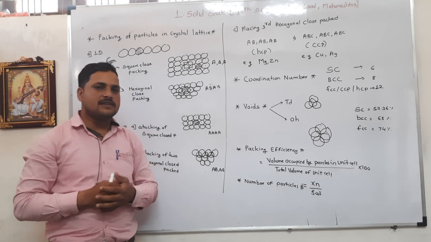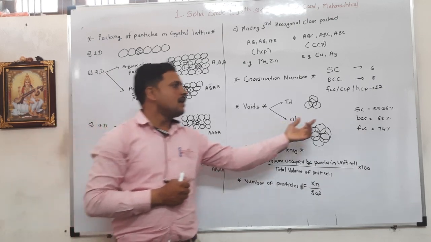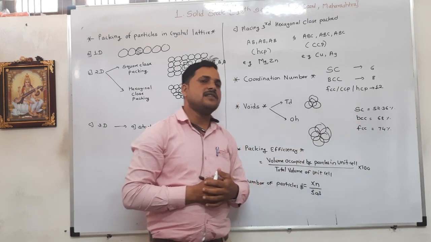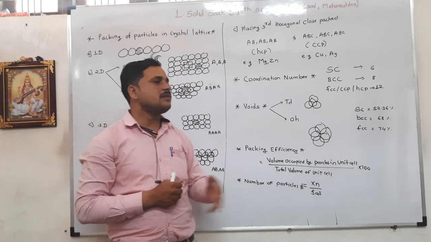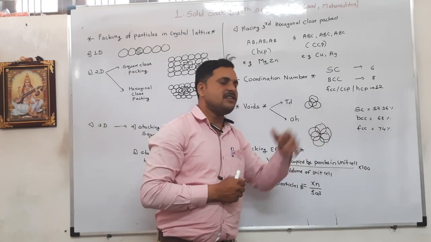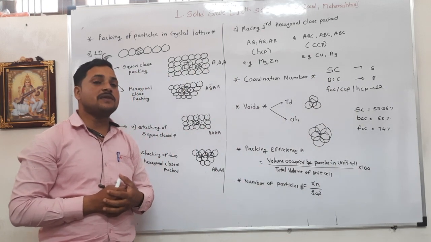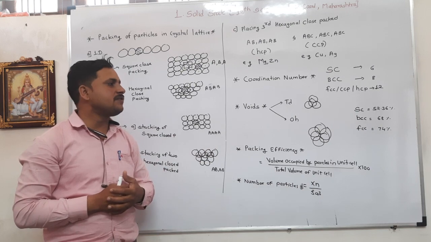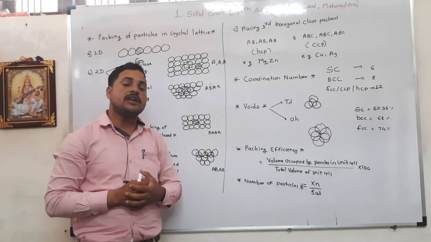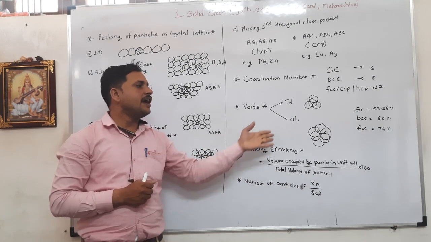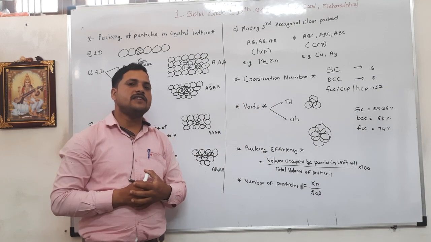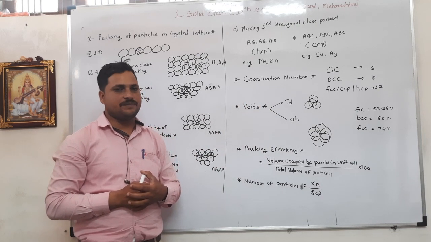In an entrance exam, we may be asked for the empty spaces. The empty space is calculated by subtracting these values from 100. Means in square close packing, the empty space is 47.64%. In body centered cubic, the empty space is 32%. And in face centered cubic, the empty space is 26%.